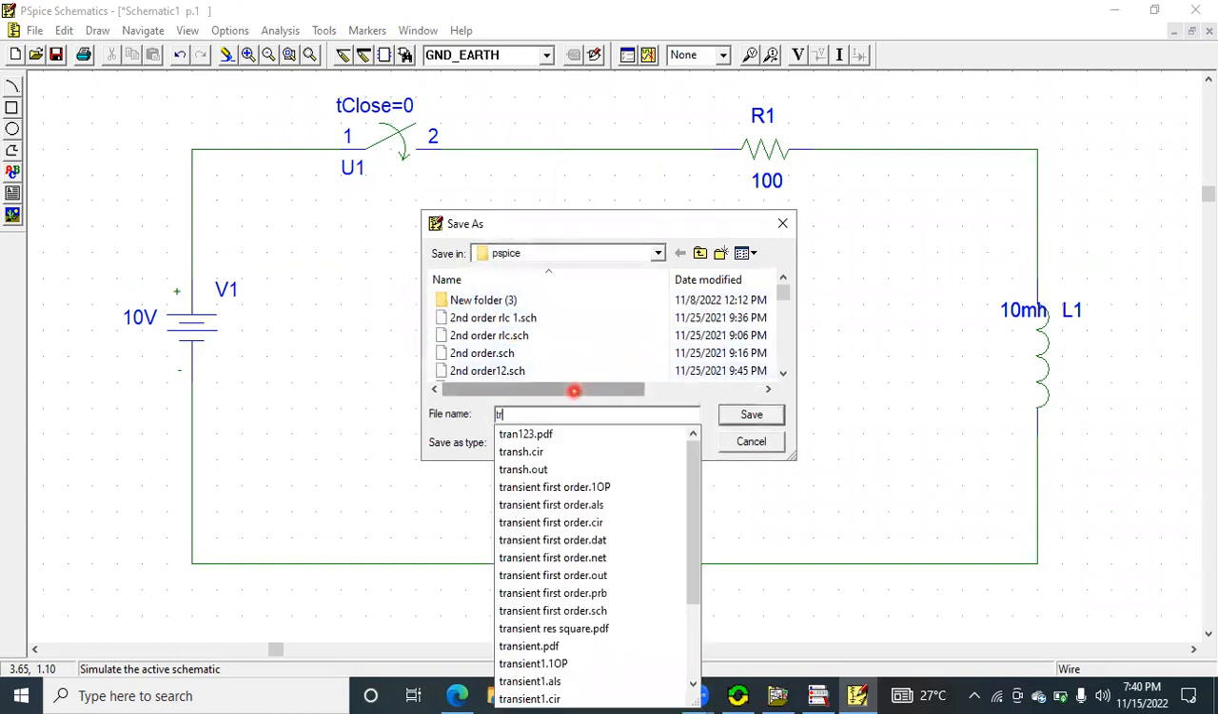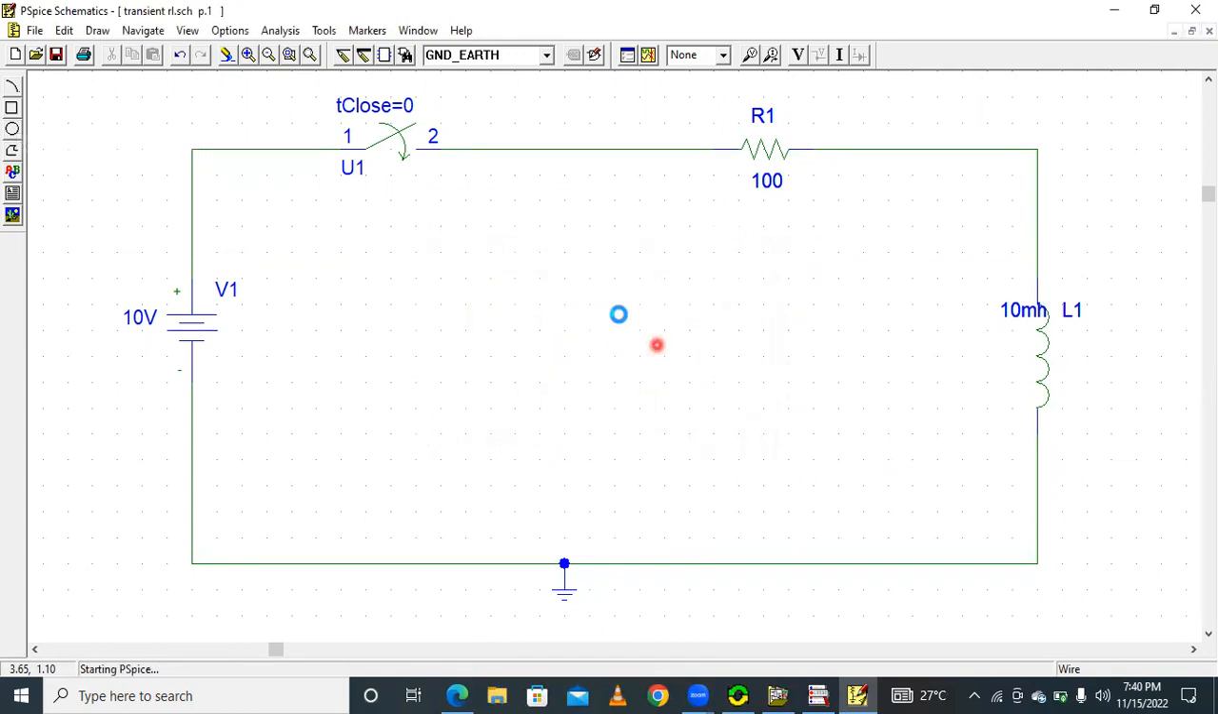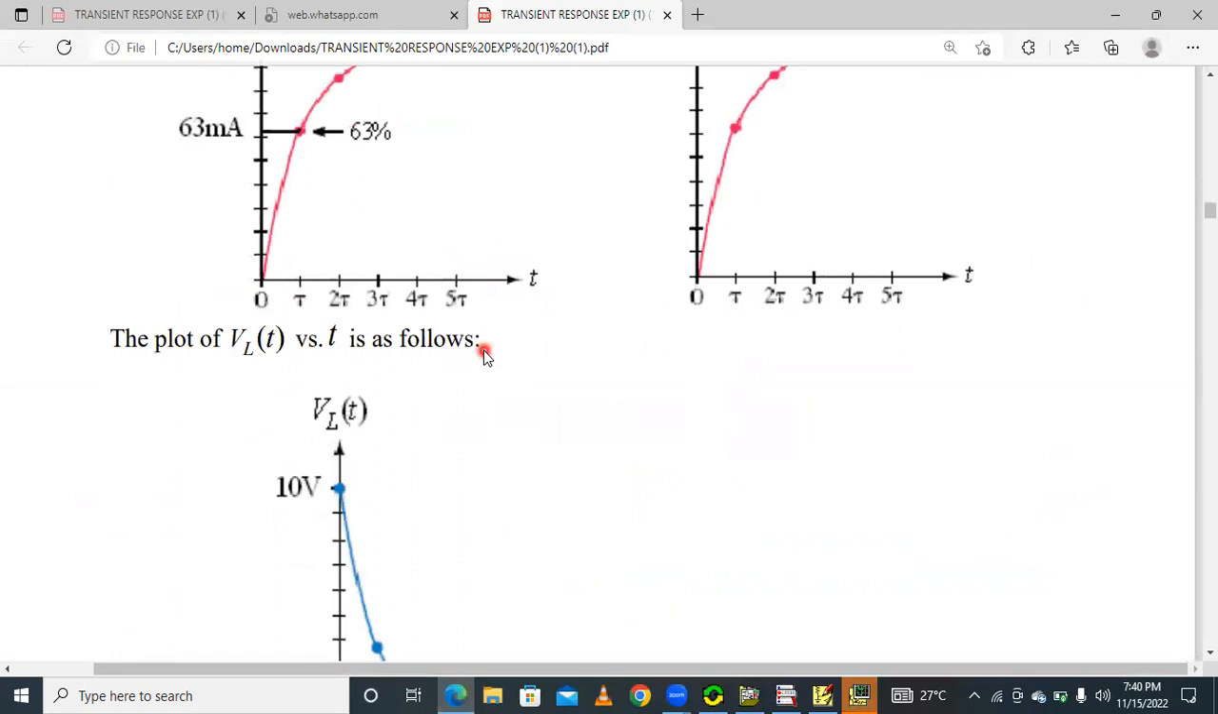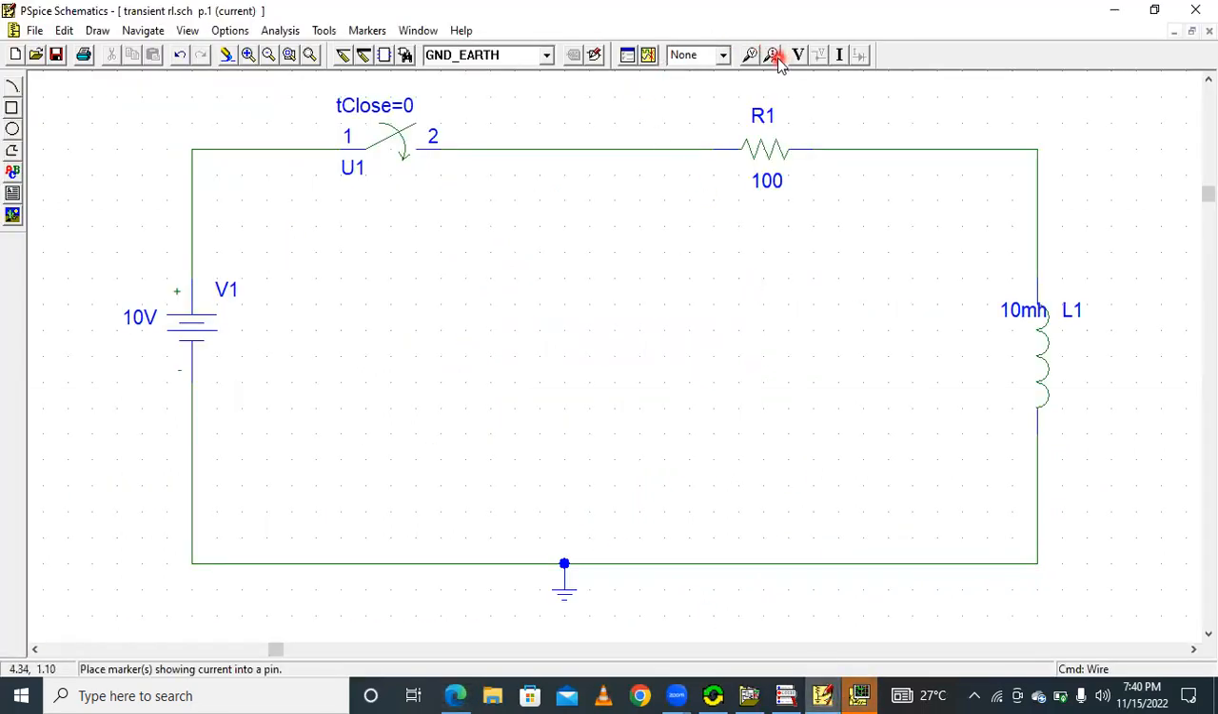Save it as transient for RL circuit. Then simulate, and before simulating, take one voltage marker or current marker. First we have to analyze the expression I of t, so I have to take the current marker I of t and place it here.